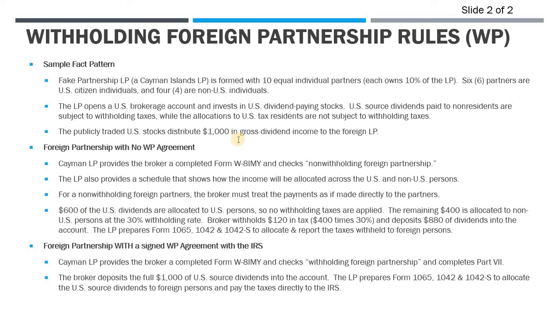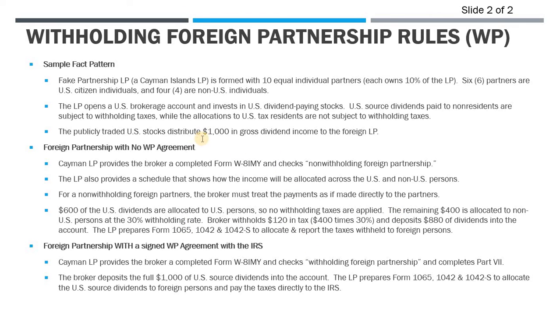Now, if we look at some of the details on the math, we've got $1,000, and 60%, or $600, is being allocated to those U.S. persons. Remember, we have 6 U.S. partners, 60% of the fund, and so they're going to receive an allocation of $600 of that $1,000 gross dividend amount. So that amount isn't subject to withholding tax, because it's being allocated to U.S. tax residents. The remaining $400 is going to non-U.S. persons at that 30% rate.